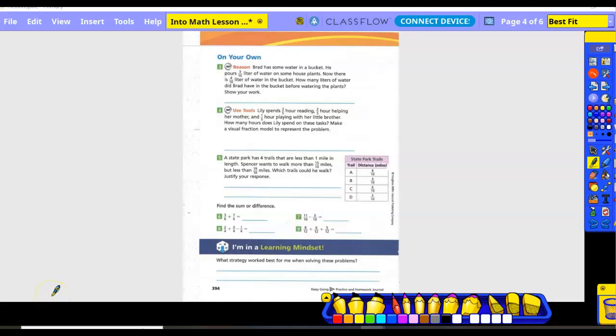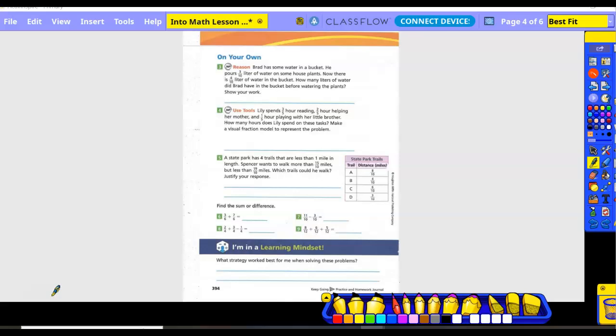Fourth grade math lesson 15.1 part 2. On your own, number 3. Brad has some water in a bucket. He pours 3/10 liters of water on some houseplants. Now there are 4/10 liters of water in the bucket. How many liters of water did Brad have in the bucket before watering the plant?